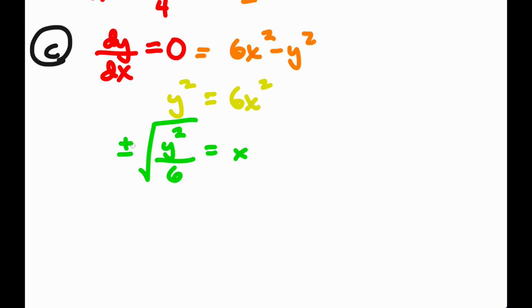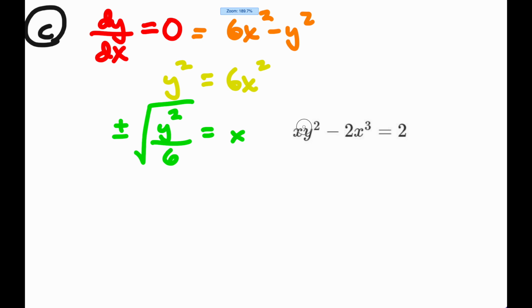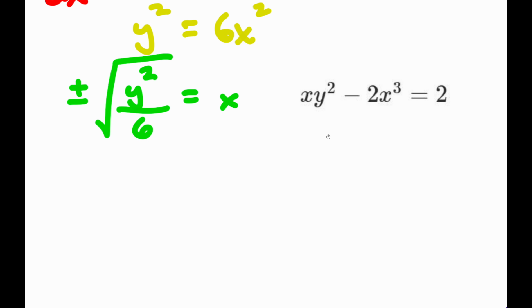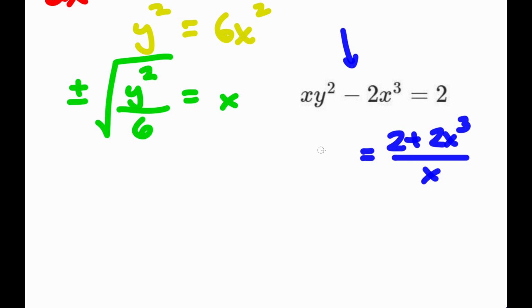And now we need to solve it. We're going to solve it based on the original, and I'm going to use that equation on the right to basically figure out what this x value is. Let's see here. So y squared. So what I'm going to do on this right here is solve for y squared. So it looks like it's going to be (2 plus 2x cubed) divided by x is equal to y squared. So I'm going to throw that in for the x and basically just solve for x on this.